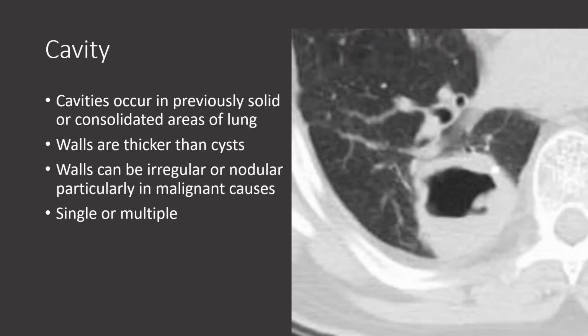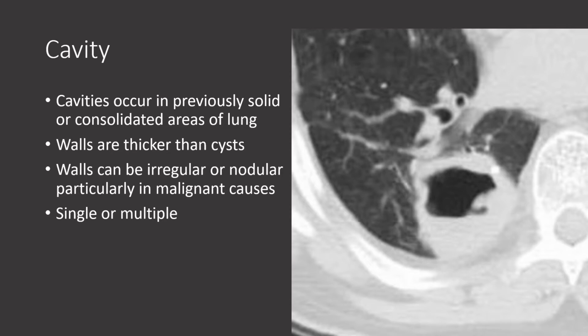A cavity, on the other hand, compared to a cyst, is the result of a solid lesion or consolidation undergoing necrosis and then cavitation, unlike cysts, which may develop on their own. The walls of cavities, in comparison to cysts, tend to be thicker, usually measuring greater than 4 to 5 millimeters, and sometimes can be irregular or nodular, particularly if the cause is malignant. Like cysts, cavities can be single or multiple.